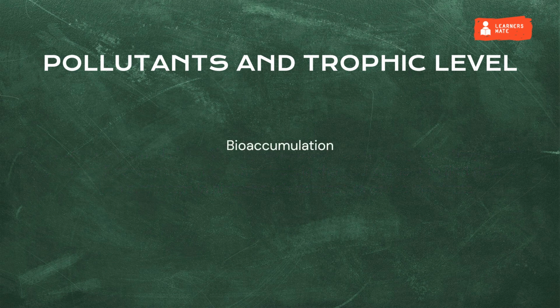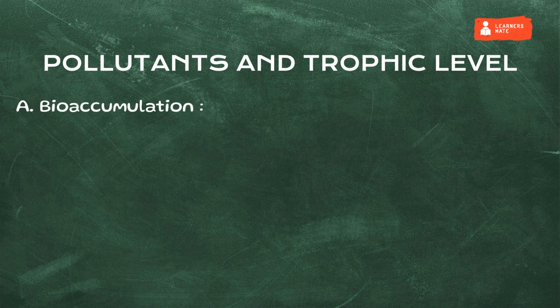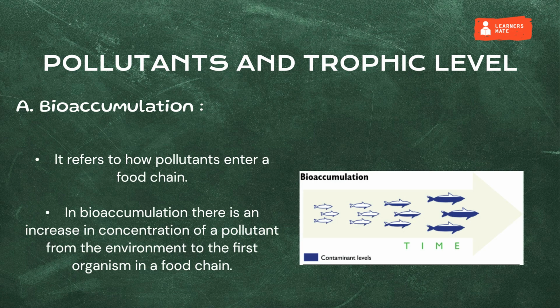Movement of those pollutants involves two main processes: bioaccumulation and biomagnification. Bioaccumulation refers to how pollutants enter a food chain. In bioaccumulation, there is an increase in concentration of pollutant from the environment to the first organism in the food chain.